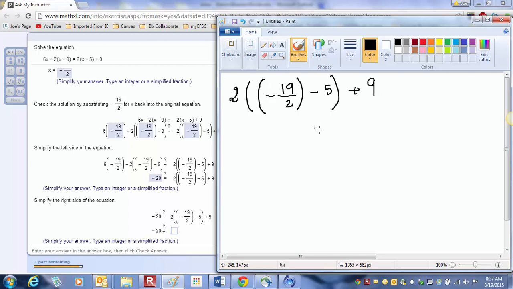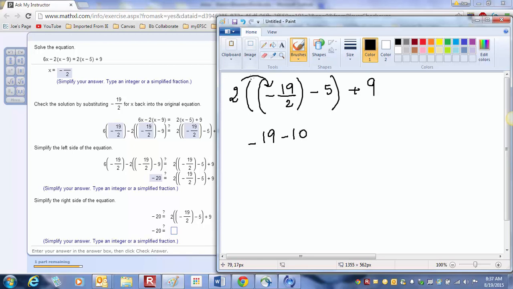And so we can just again do the inside of the parentheses before we start multiplying. And you can multiply if you want to. It works better maybe to multiply. Let's go ahead and multiply this time. 2 times this number, the 2 will cancel, so we end up with negative 19. 2 times negative 5 is negative 10, right?